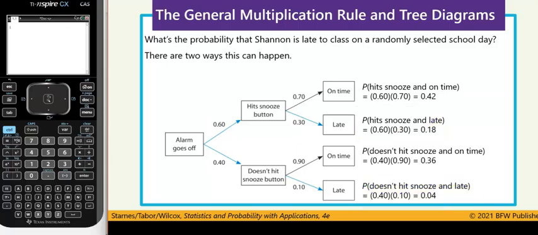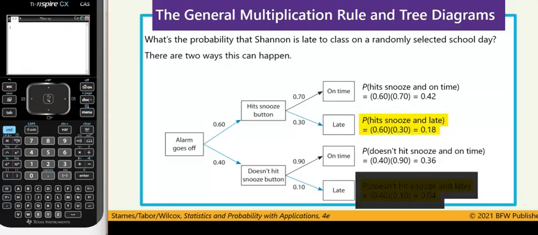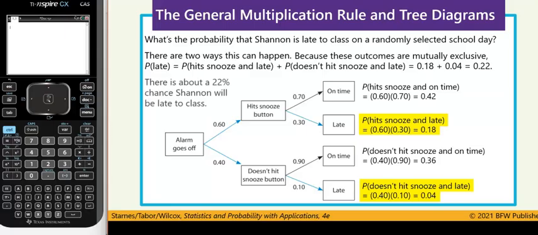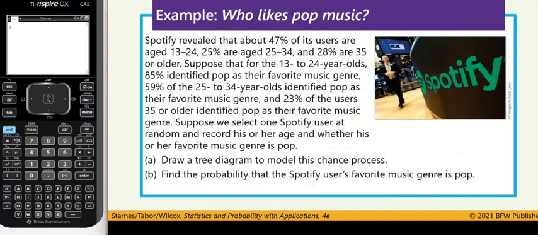So there's a classic question here. What's the probability that Shannon is late to class on a randomly selected day? You're just going to add up those two probabilities, the two late ones, right? So 18 plus 4 is 22%. Once you have the tree diagram done with the ends like that, that's gravy. That's just easy, right? There's a 22% chance that Shannon will be late to class.